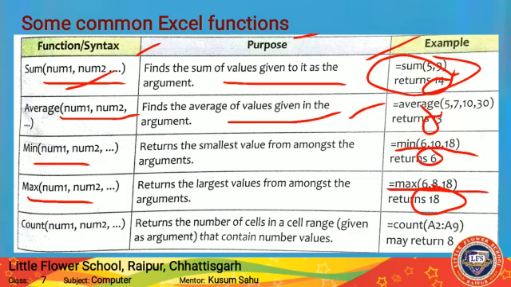After that COUNT of number 1 and number 2 and so on. It returns the number of cells in a cell range given as argument that contain numeric values. Means it tells the total number of cells. Equal to COUNT of A1 to A9 may return 8. Means it gives the total number of cells counted there. So these are some common functions used in MS Excel.